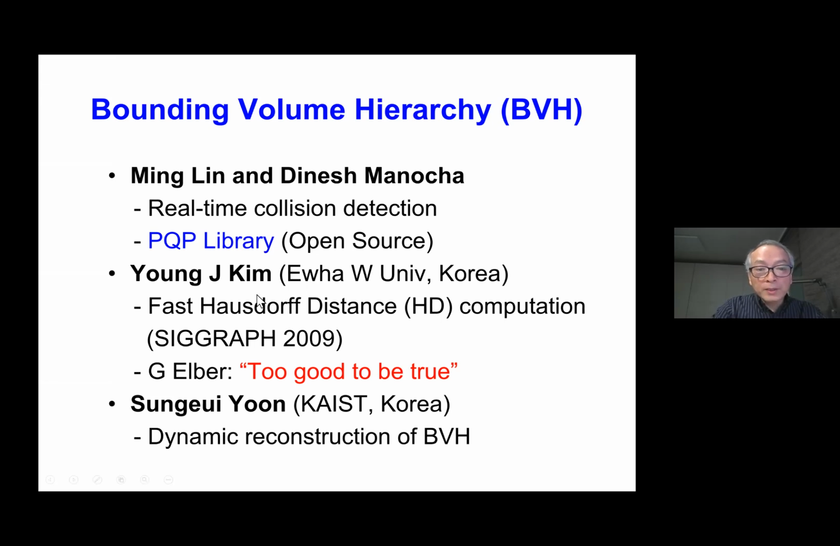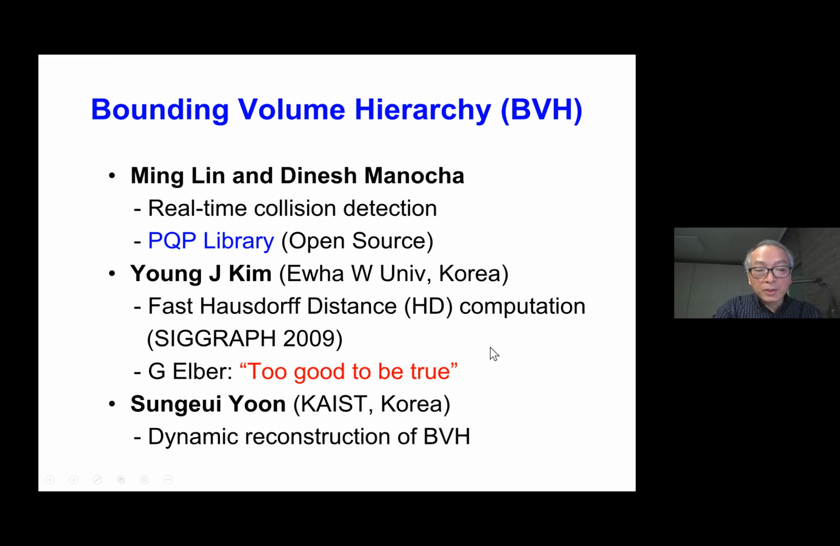And then our motivation for moving to bounding volume research was based on the result published in SIGGRAPH 2009 by a Korean professor at Ewha Women's University. His name is Young Kim. He's not young anymore, but his name is Young Kim, who did postdoc work under Dinesh Manocha many years ago. And then he presented interactive speed Hausdorff distance computation.